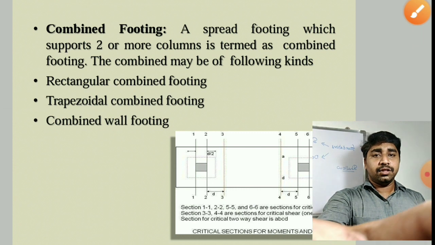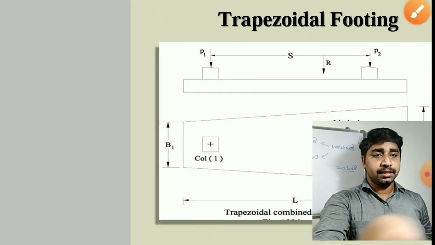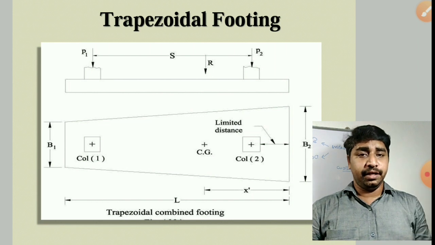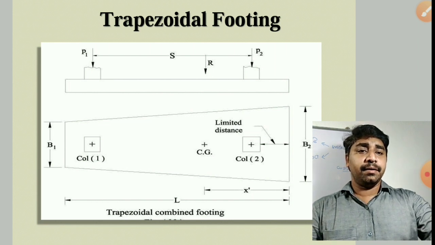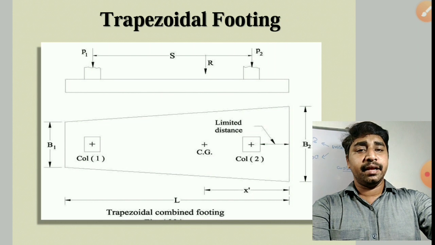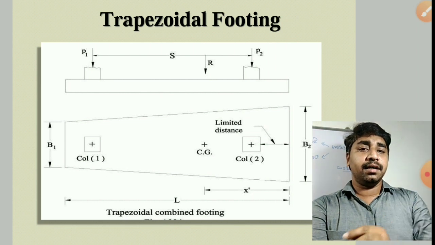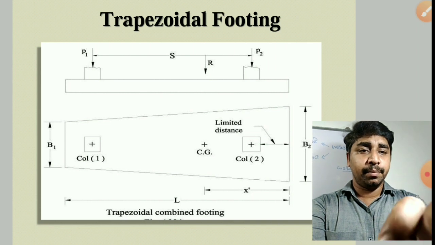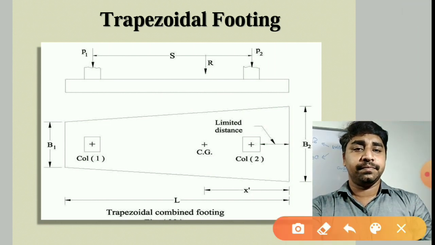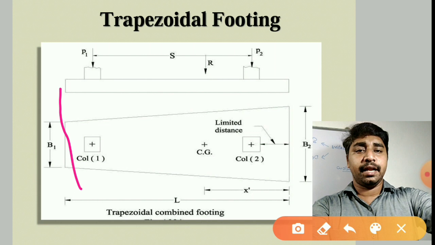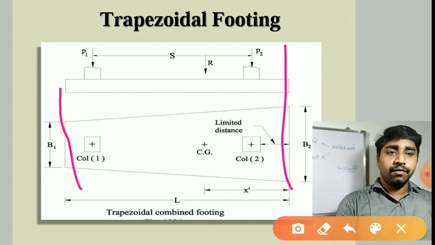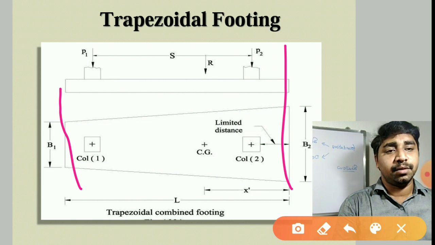So this is about combined footings. Next one, here you can see the trapezoidal footing. Trapezoidal footing, as I told, is used mainly in cases where the property line is very close to the column. So here it may be the property line. Here it may be the property line, which is very close to the footings. Then we'll be using this trapezoidal footing.